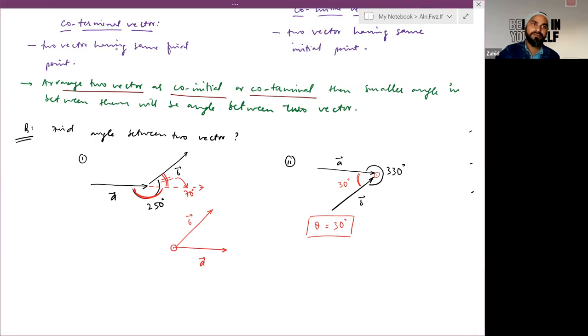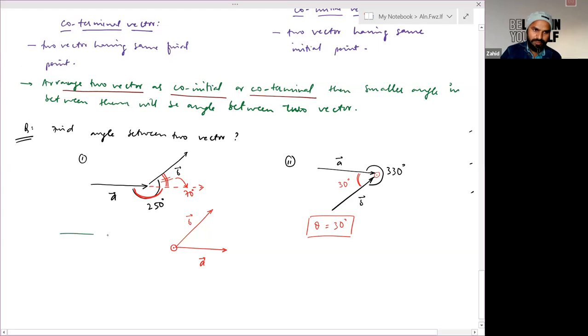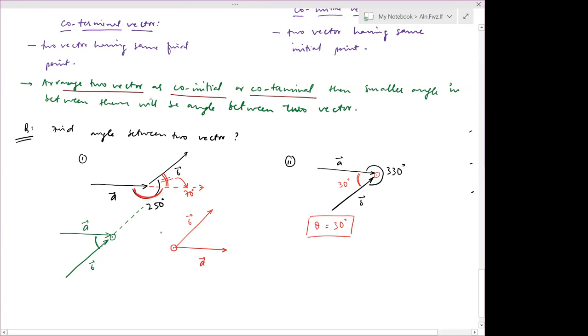Now you may shift vector B as well, slightly downward to form like this. I have shifted vector B downward so that they will form co-terminal vector. Now the smaller angle in between them will be this part, and this may be calculated by subtracting this total and 180 degree. Is it clear now? Yes, sir.